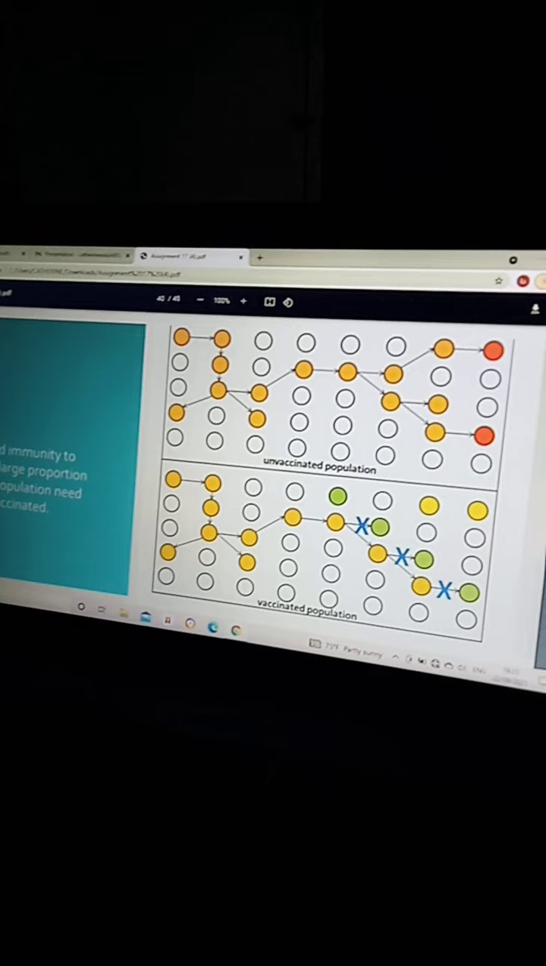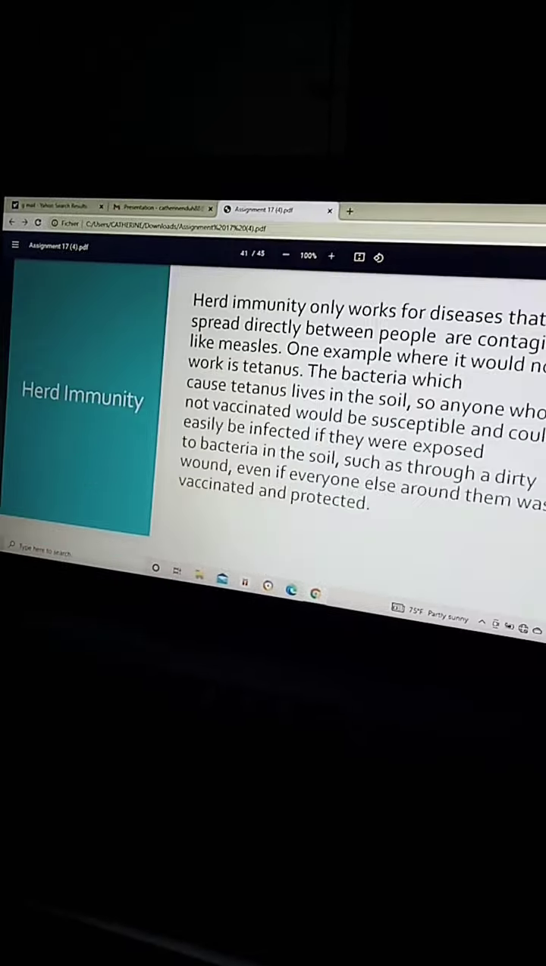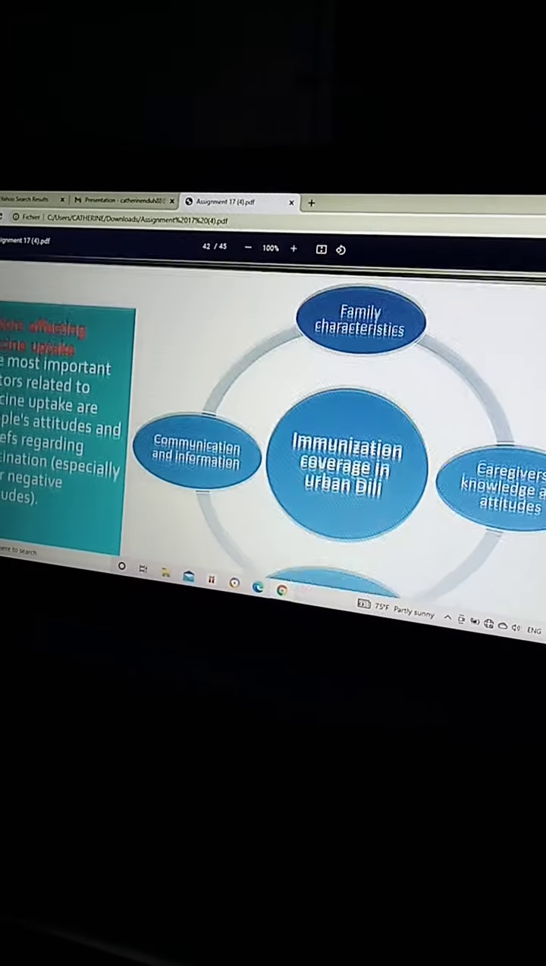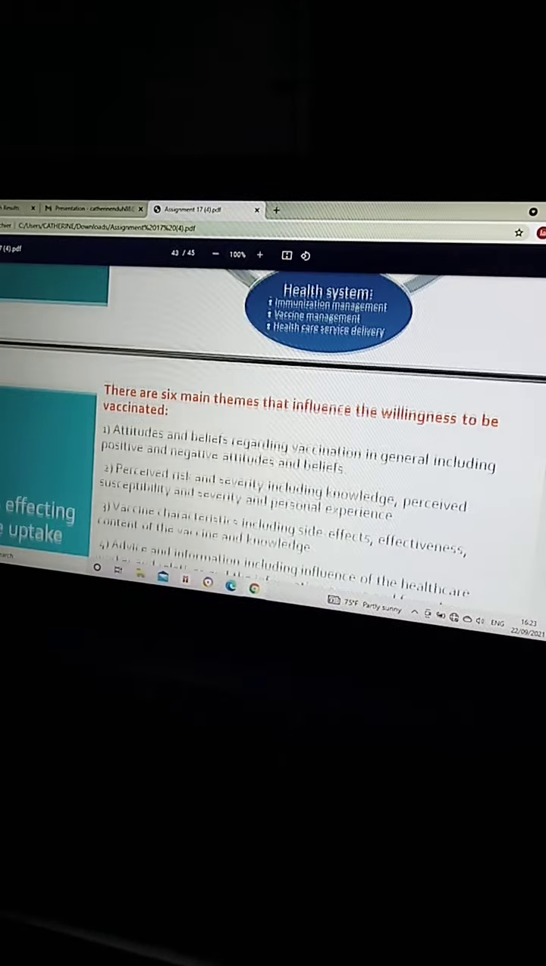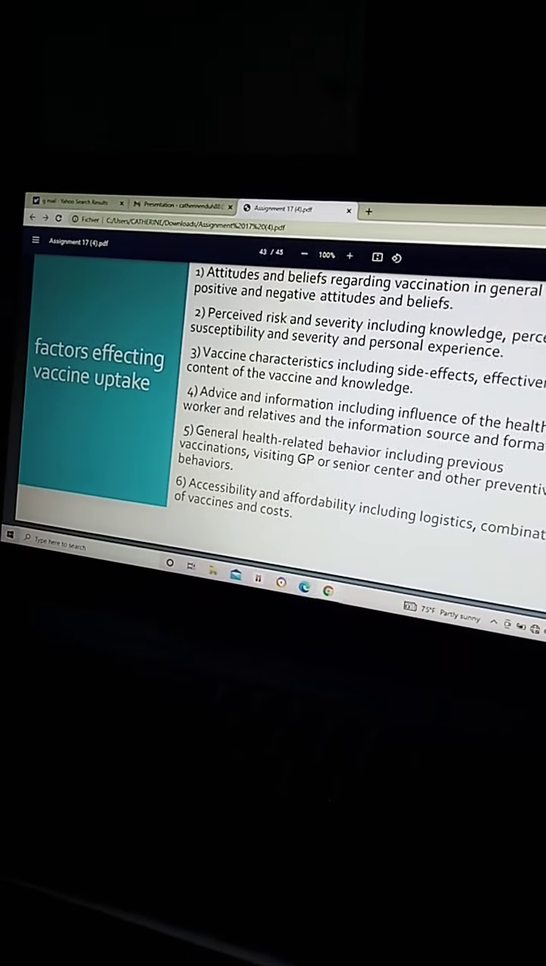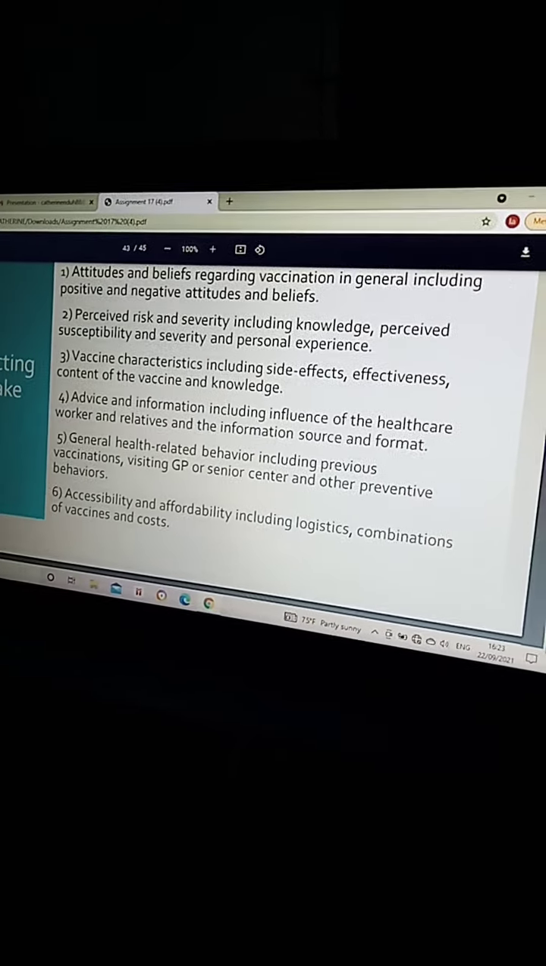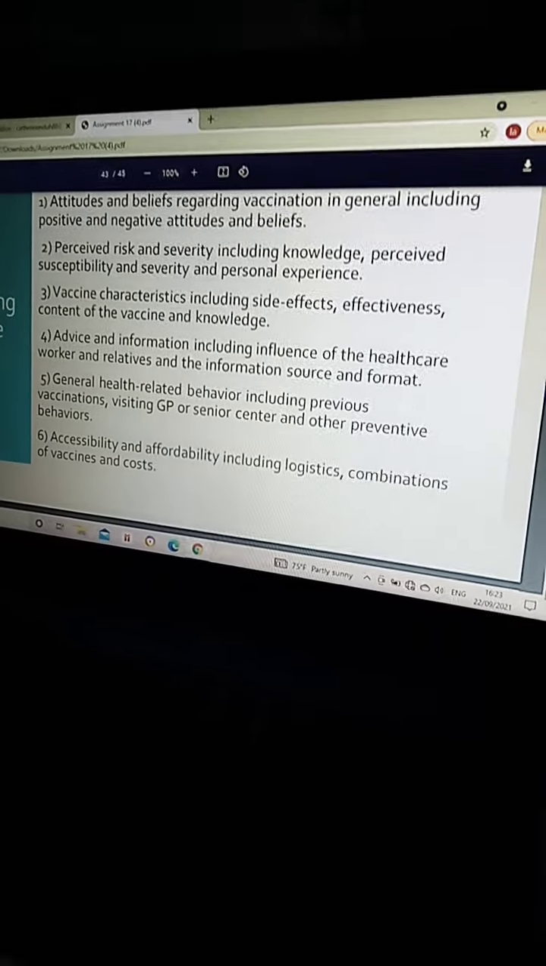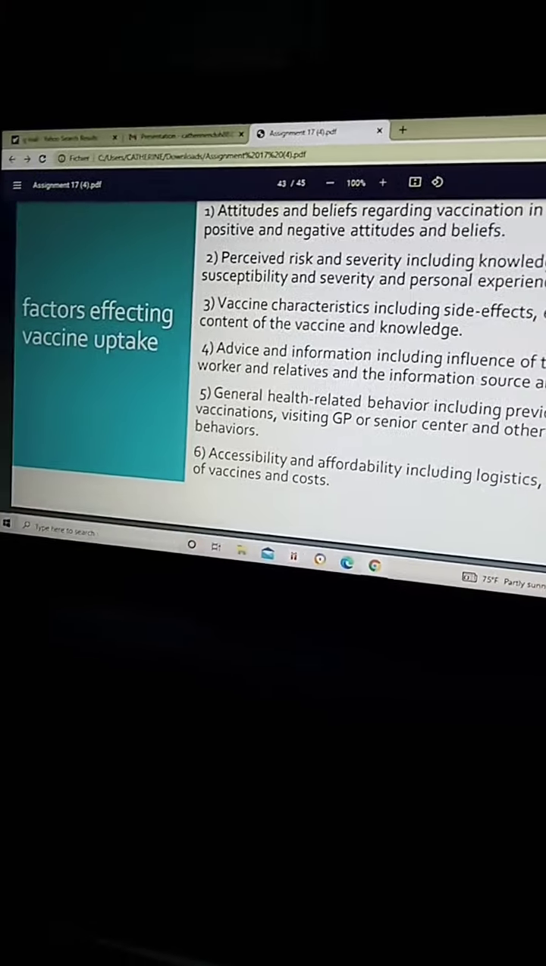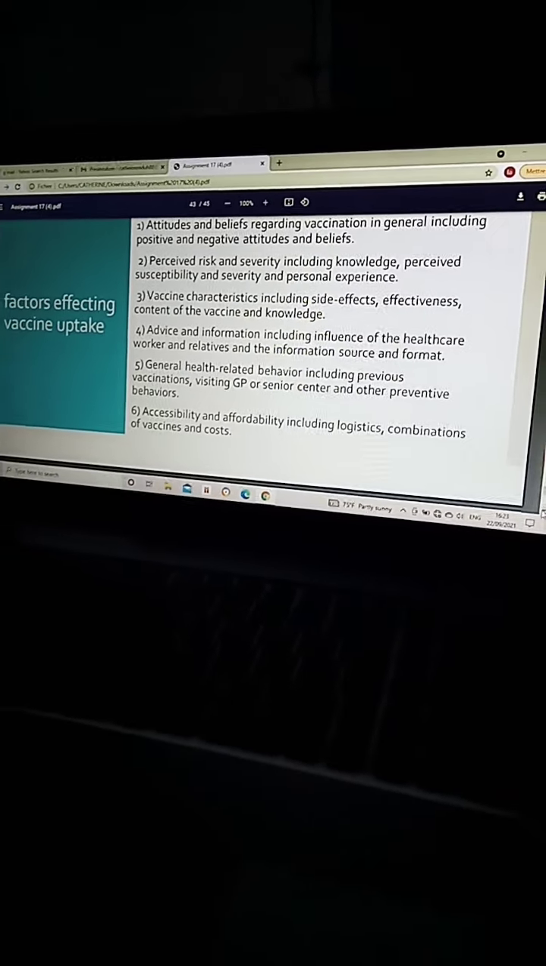For herd immunity to work, a large proportion of the population needs to be vaccinated, as you can see on the diagram. Factors affecting vaccine uptake include the attitudes and beliefs regarding vaccination in general, including positive and negative attitudes, accessibility and affordability, including logistics, combinations of vaccine, and cost.